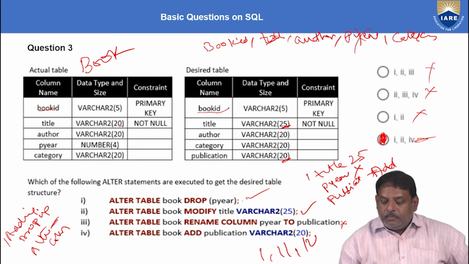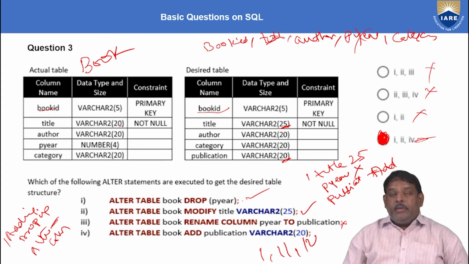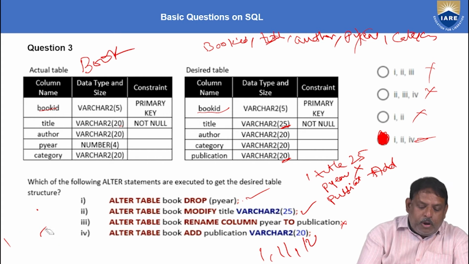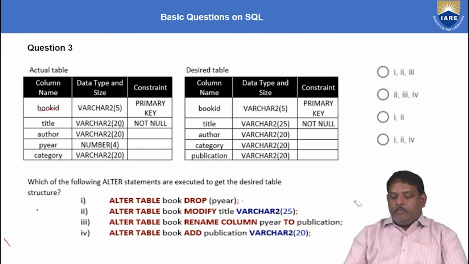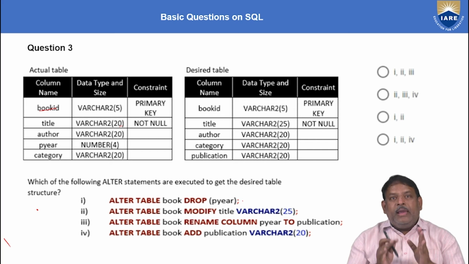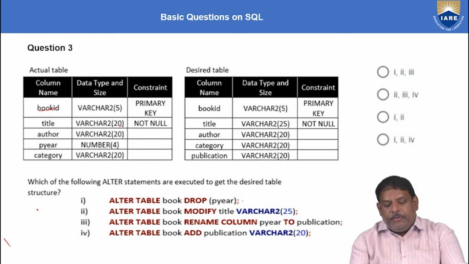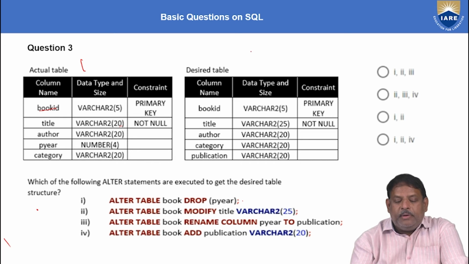So the option here is this. Now we'll see the same column once again. Okay, this question 3 is: a table is given to us and they want to modify this table to the given format. So this is the original table. This is the desired table.